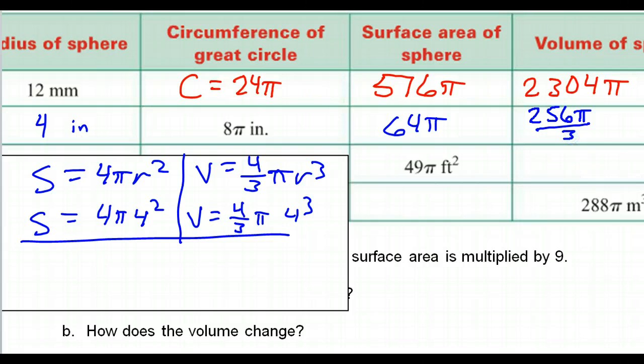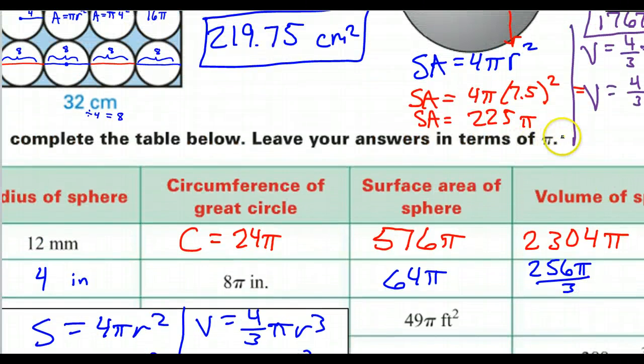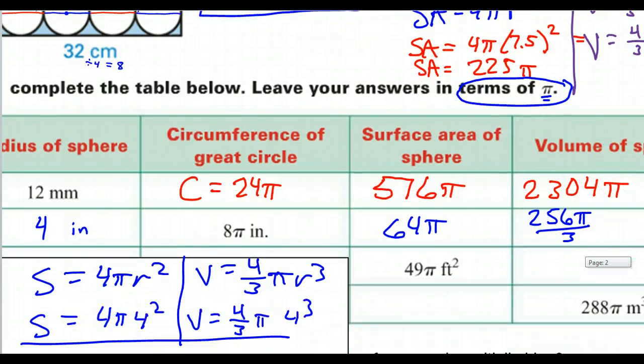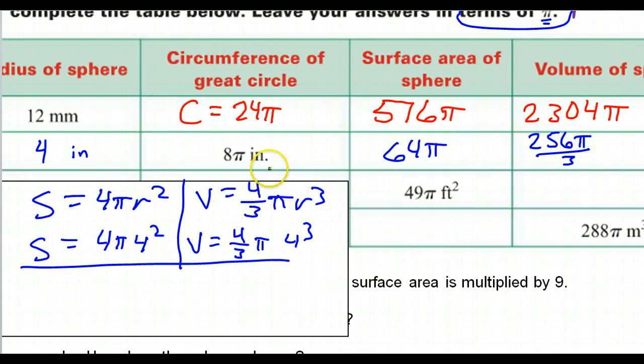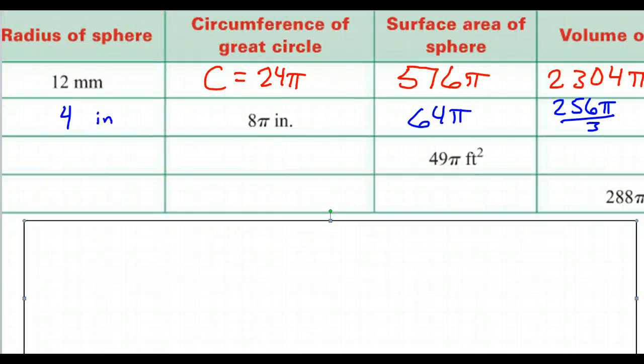Alright, again, on these problems you may not use a decimal. It says leave in terms of pi. So I better see pi in your answer. And I really don't want to see any decimals at all. Okay. Alright, let's do this next one.